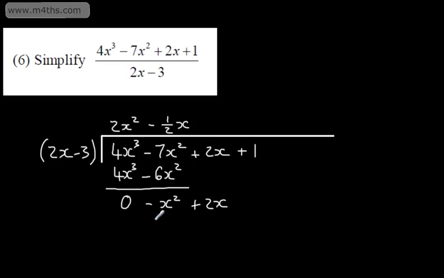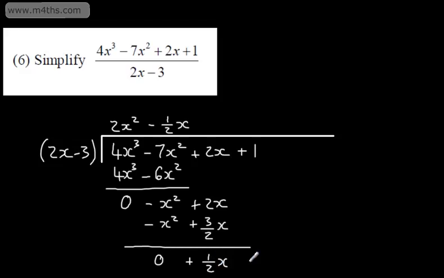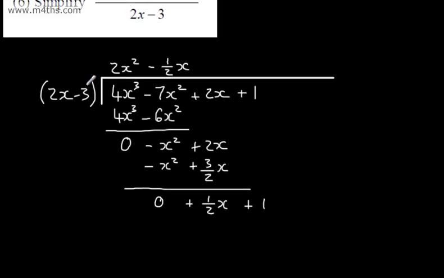Multiplying down, that's going to give me now negative x squared plus the 3/2 x, so plus 1.5x. Subtracting down, that will give me 0, and this will give me plus 1/2 x. I need to bring down the plus 1, and now we go back. So 2x into 1/2 x, or what is 1/2 x divided now by 2x? That's probably easier to think of.